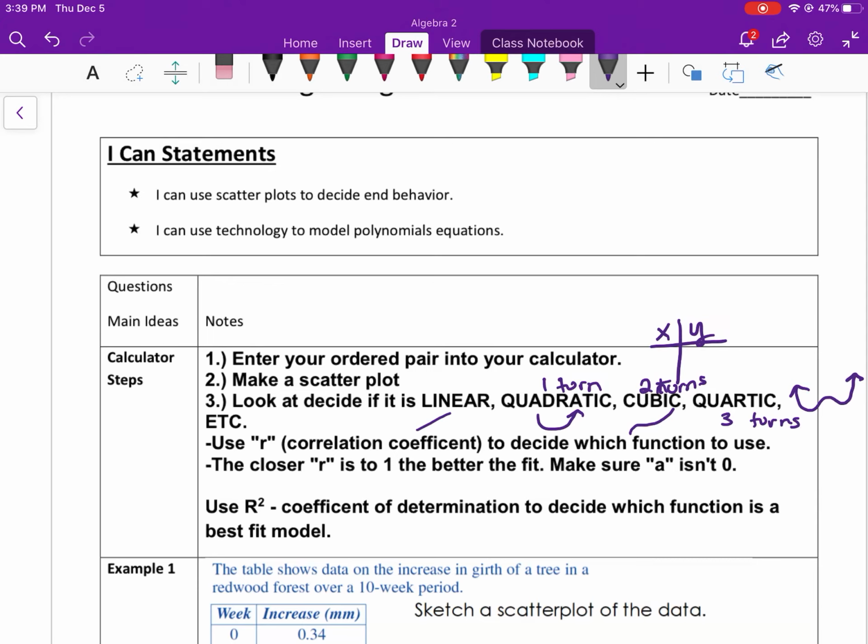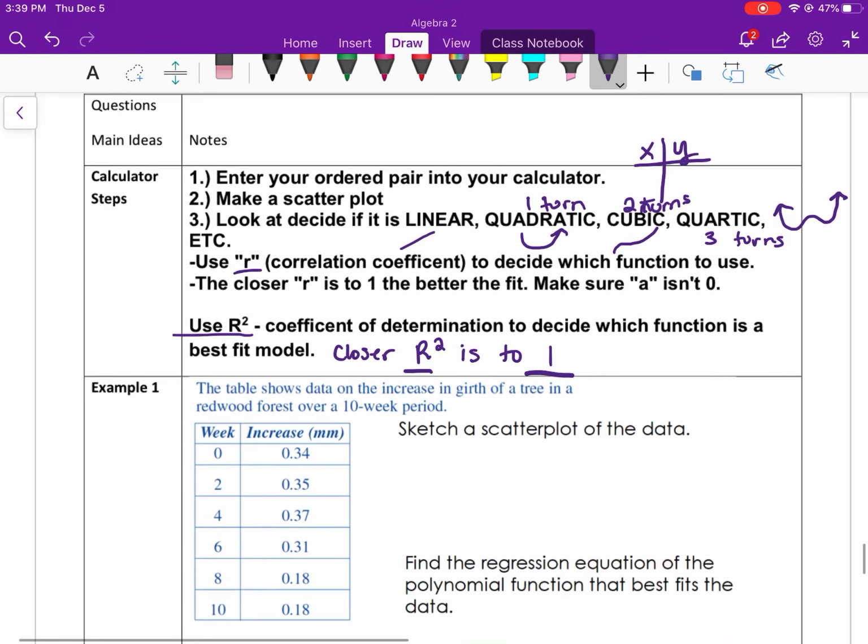So we're going to decide, is it linear, quadratic, cubic, or quartic? And then if it's linear, we use the correlation coefficient, but if it's not linear, we use the coefficient of determination. The closer it is to 1, the better the model fits the function or the data points. So we want the model that has the r² value that's closer to 1 and also fits the number of turns and fits our data the way that we want it to fit.